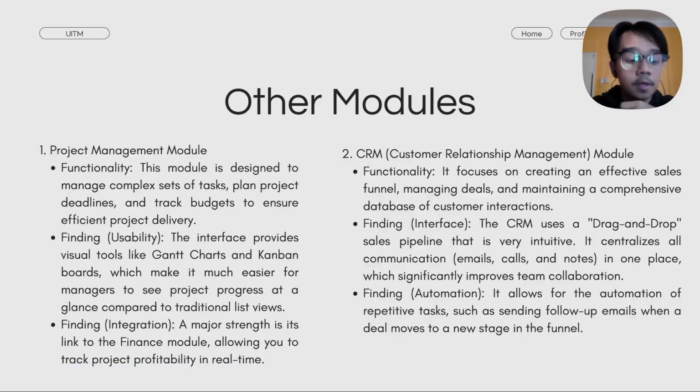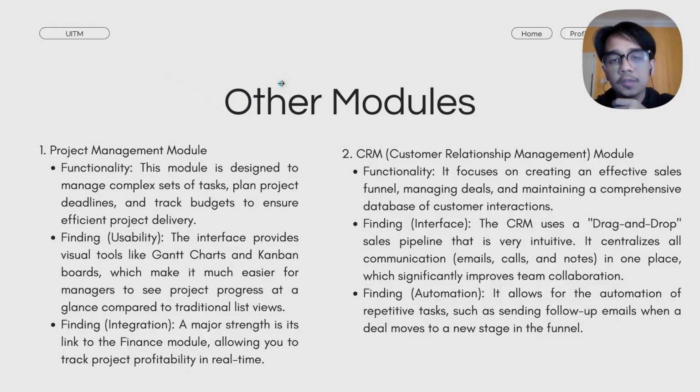Last but not least, I will be explaining the interesting modules that are found in Flowlu. Now, the three main parts. The first one is the CRM, customer relationship management module. It's essential for every other module's functionality to maintain a database of customer interaction. The second one is the project management module, which is designed to manage a complete set of tasks, plan project deadlines, and track budgets to ensure efficient project delivery.